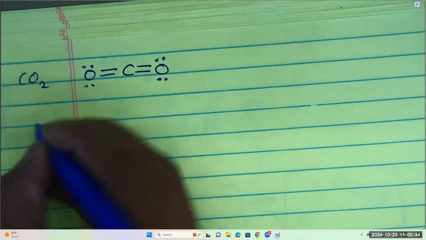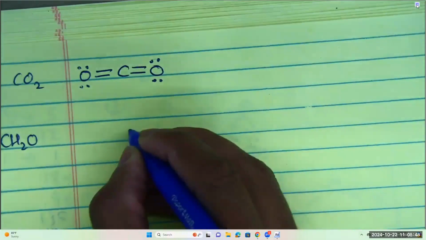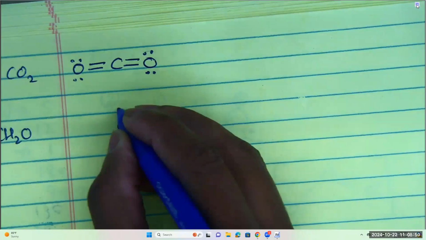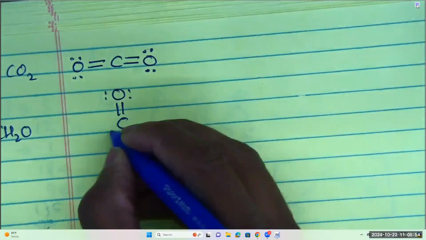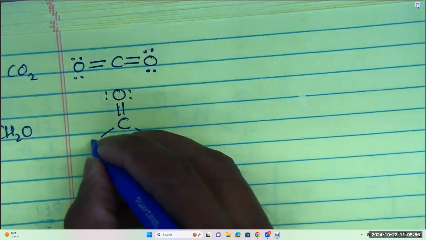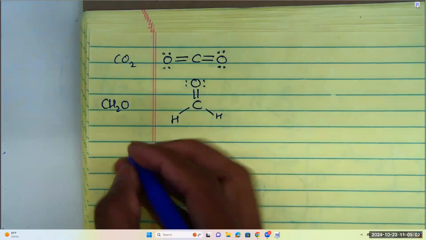And then we had CH2O. Again, carbon has the highest bonding capacity, so it should be in the center. And then we have oxygen, and then hydrogen's bonded to it like this. Okay. And then we had, I believe, SO2.